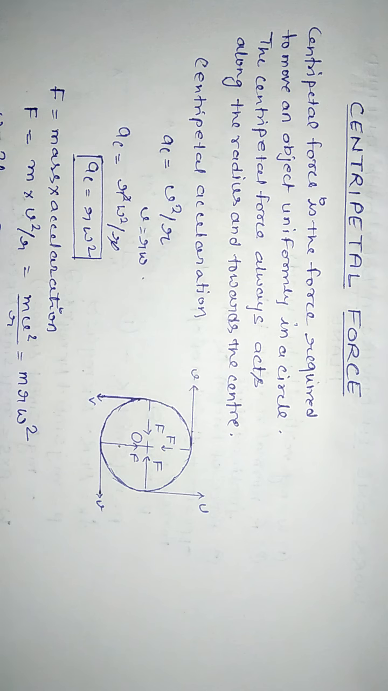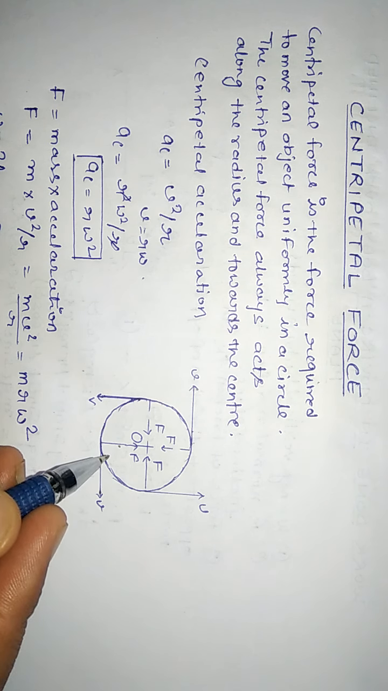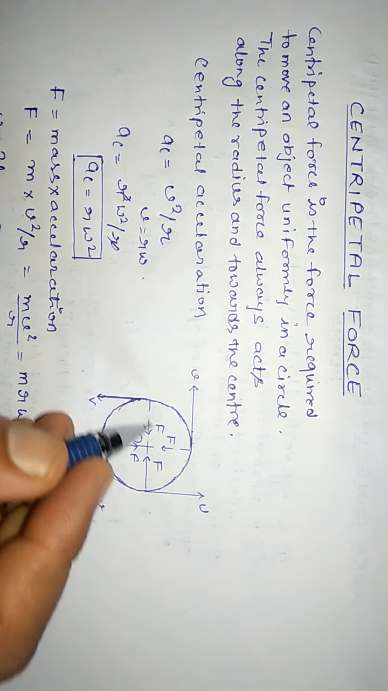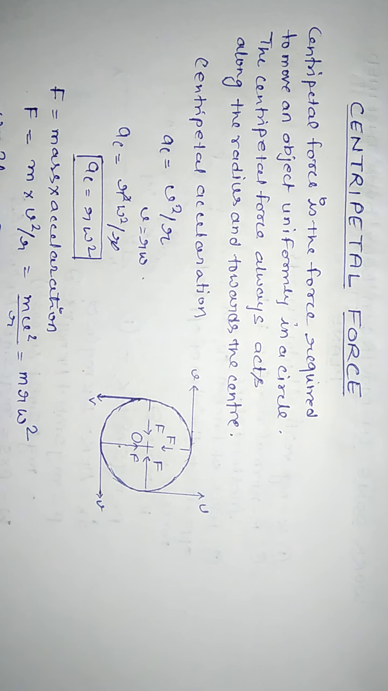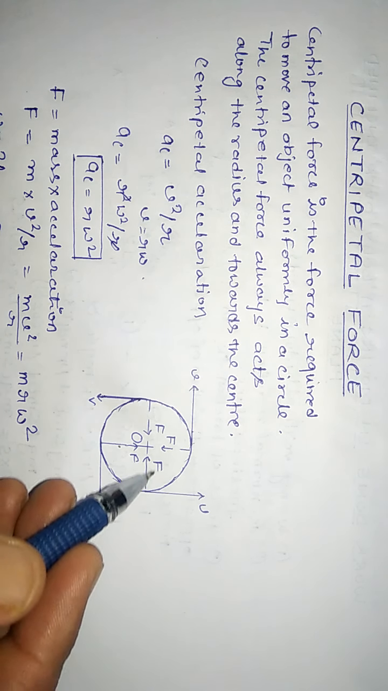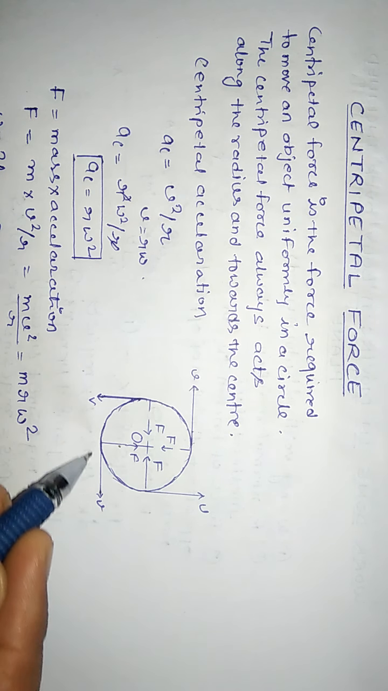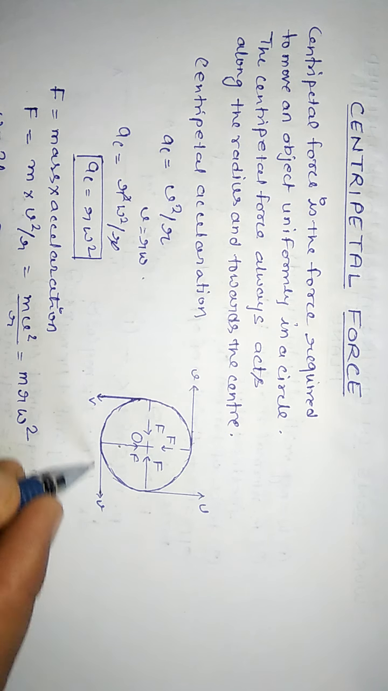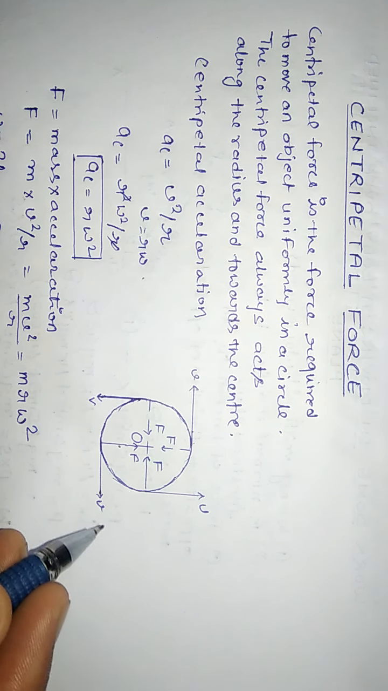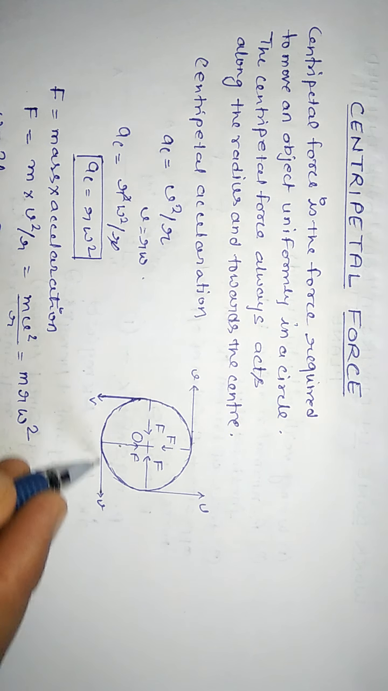and this force continuously deflects the object from its straight path to make it move along a circular path. Now, when a body moves along a uniform circular motion, its velocity changes at every point due to the change in its direction.